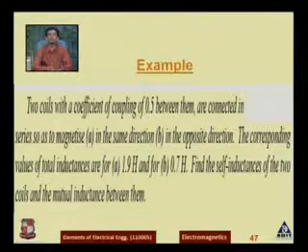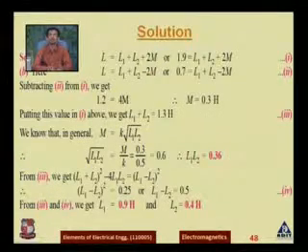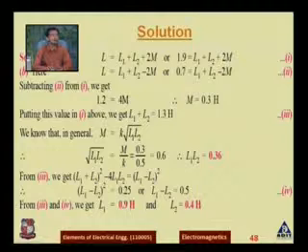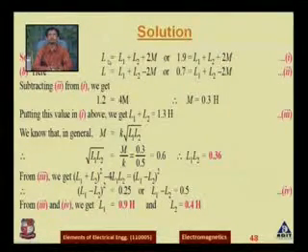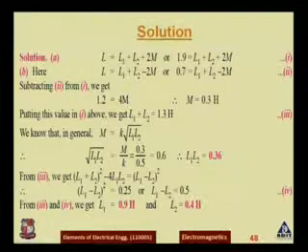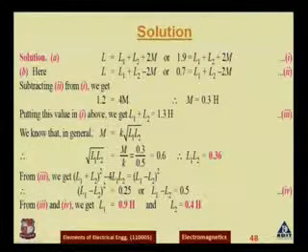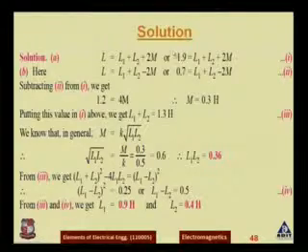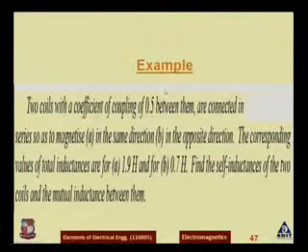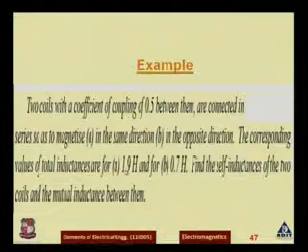So how will we solve it? We already know that L is the equivalent inductance. They are connected in series. So what will happen? L is equal to L1 plus L2 plus 2M, because they are in the same direction. And we know the total inductance, that is 1.9 Henry, is given in the data.